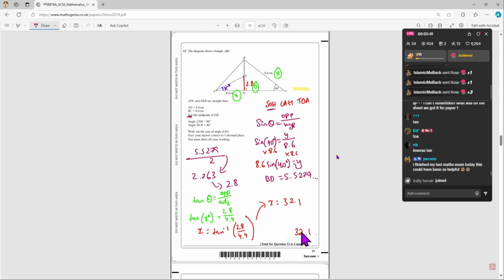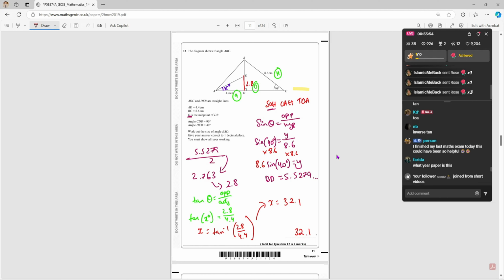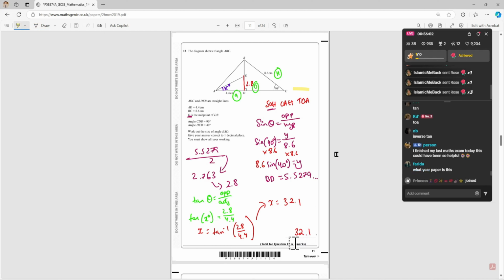Okay, so well done guys for getting that correct. This paper is from 2019. So guys, give a thumbs up in the chat if you understand. I'm ready to move on to our next question. This question was worth 4 marks.